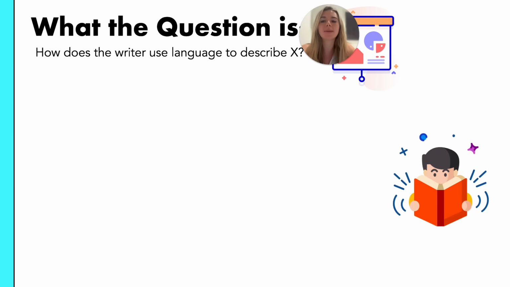It will always ask something like, how does the writer use language to describe X? It'll obviously insert something like, how does the writer use language to describe the bus, for example. Now let's look at some techniques that we can use for this. So this is a language only question, so there'll be no structure techniques, nothing about sentence length, paragraph length, none of that, just language techniques.